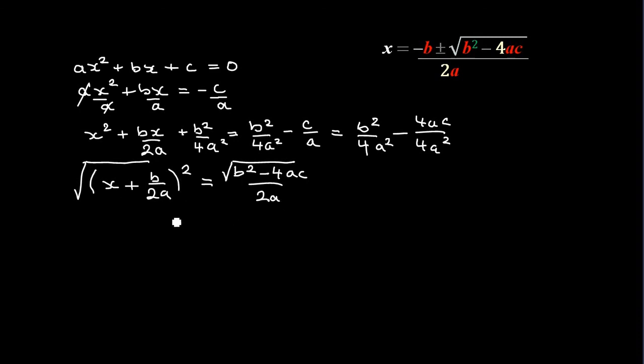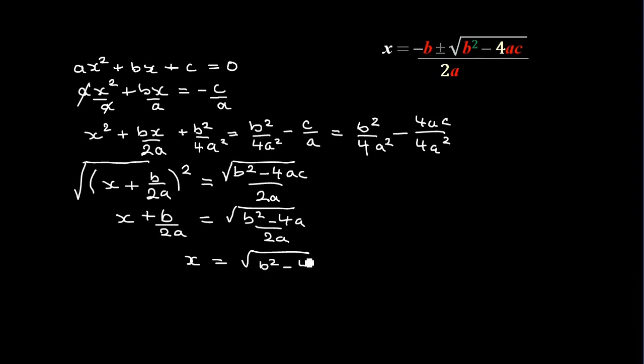Let's sort out this left hand side. The square root of something squared is simply itself, so x plus b over 2a equals the square root of b squared minus 4ac all over 2a. Now what we've got to do is subtract b over 2a from both sides to leave the x on its own. So x equals the square root of b squared minus 4ac all over 2a, minus b over 2a. Very nearly there. What we've got now is a common denominator. This is how we get to the next stage, which is our final stage.